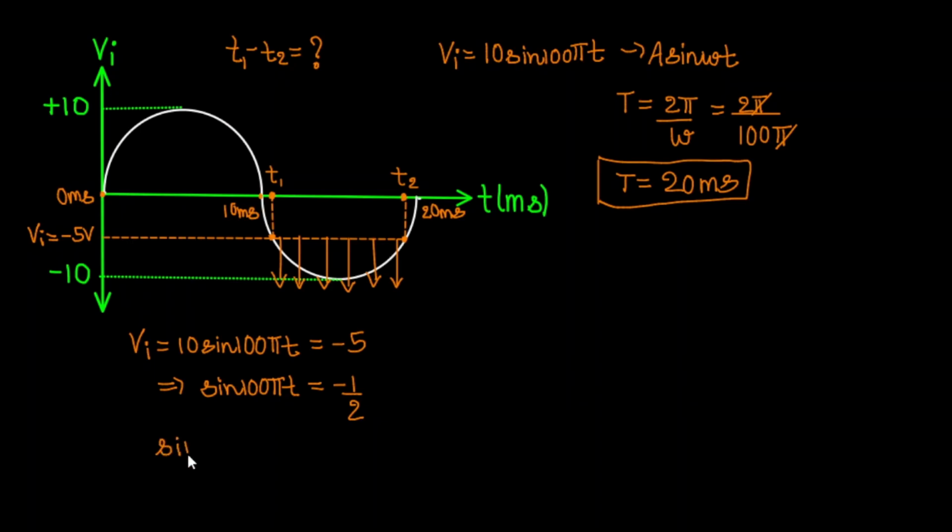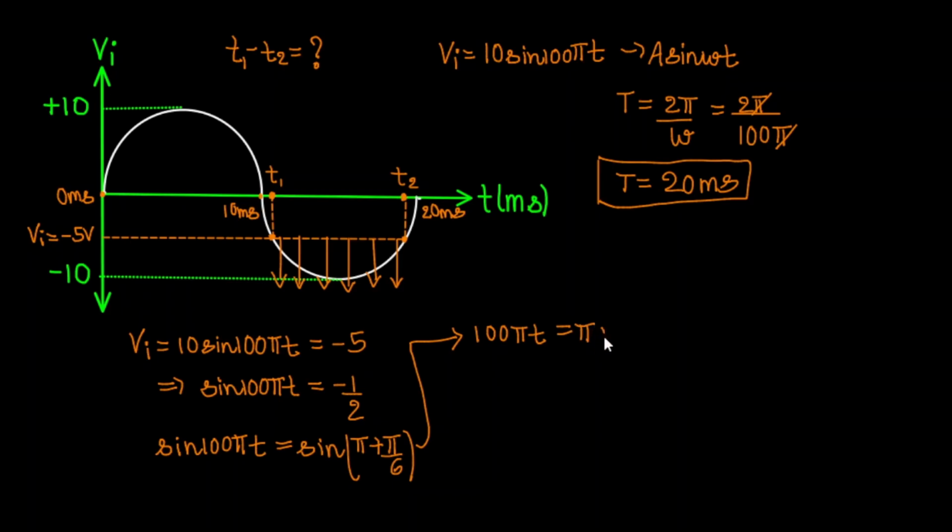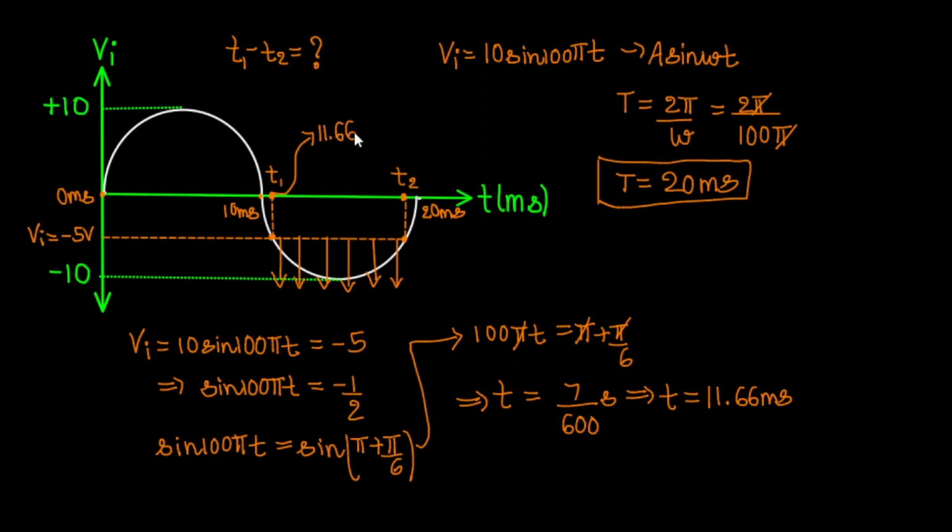So I am equating sine 100 pi t equals sine of pi plus pi by 6. Equating the angles on both sides, 100 pi t equals pi plus pi by 6. The pi gets cancelled. This is 1 plus 1 by 6, which is 7 by 6. So t is 7 by 600 seconds. In milliseconds, the time is 11.66 milliseconds. That means this time T1 is 11.66 milliseconds.